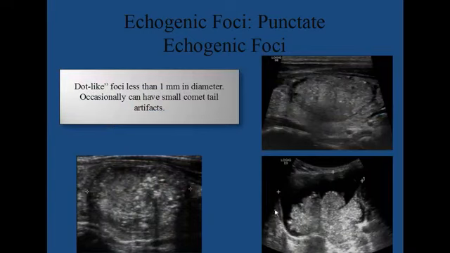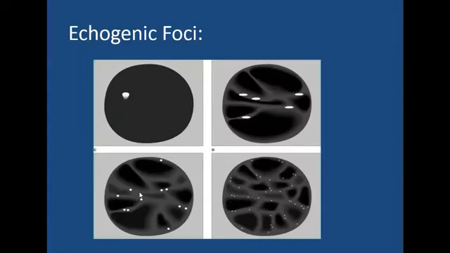And the last thing will be the punctate echogenic foci or microcalcification. It will be dot-like throughout the nodule, and it will be less than 1 millimeter, and we are going to give it 3 points.